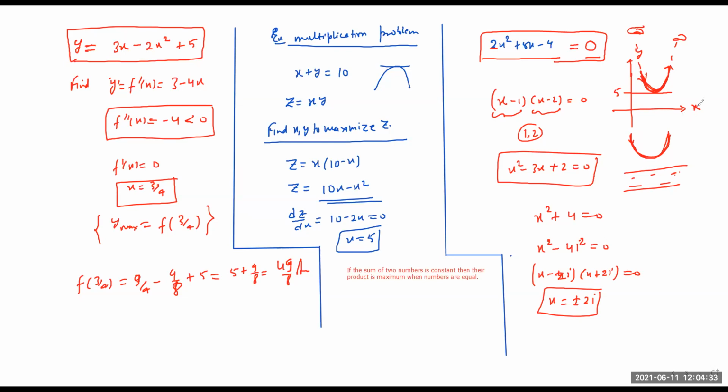Maxima, minima only talks about how low you can go, how high you can go. That's it. It never says whether you are cutting the x-axis or not. That's why we are getting the answer. I hope this makes some sense to you guys.